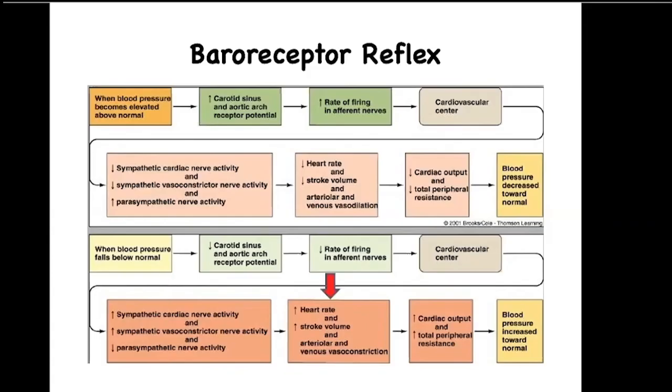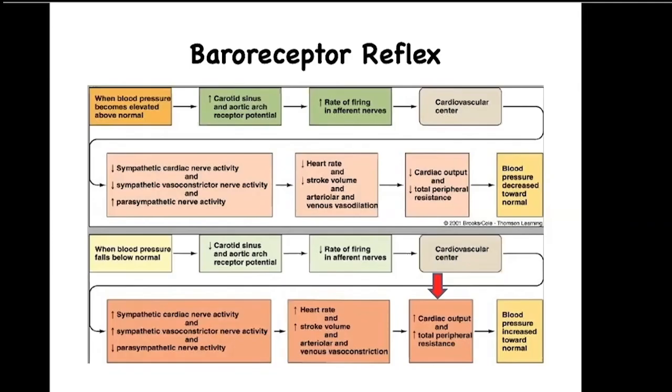As a result, your heart rate will go up, and in addition, your stroke volume will go up. Recall that increased sympathetic input to the myocardium is going to increase contractility, which is one of the factors that will influence stroke volume. Lastly, you're going to have vasoconstriction of your arteries and your veins. When heart rate and stroke volume go up, cardiac output increases. When you have vasoconstriction, total peripheral resistance increases. And this is going to lead to an increase in blood pressure, returning it back to normal.